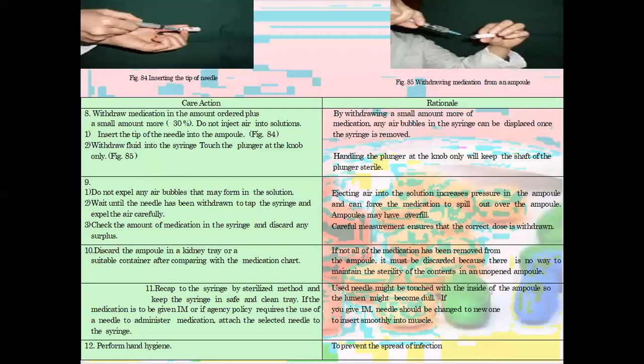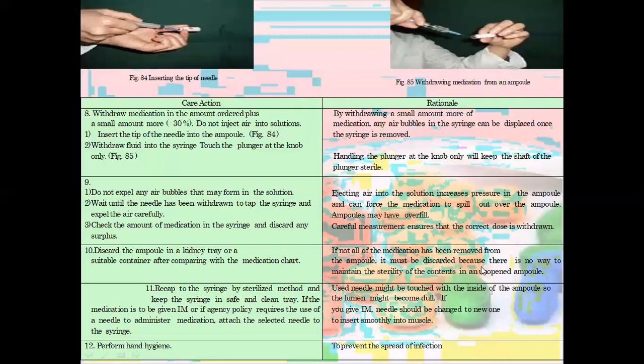If not all of the medication has been removed from the ampoule, it must be discarded because there is no way to maintain the sterility of the contents in an unopened ampoule. Meaning, if we have not removed all the medicine, it will depend upon the prescription which will be written by the doctor.